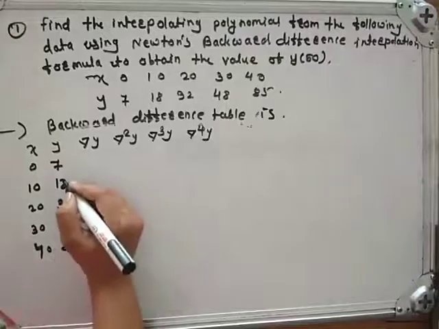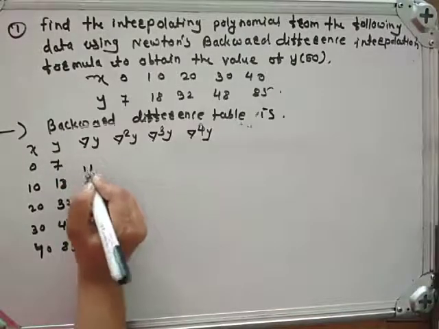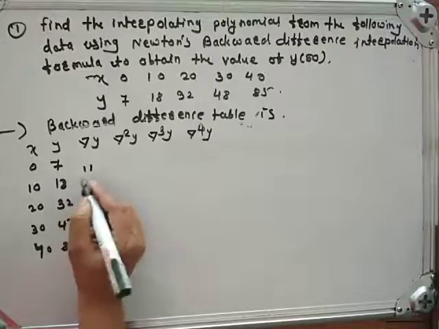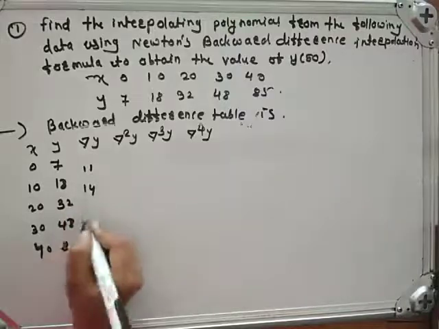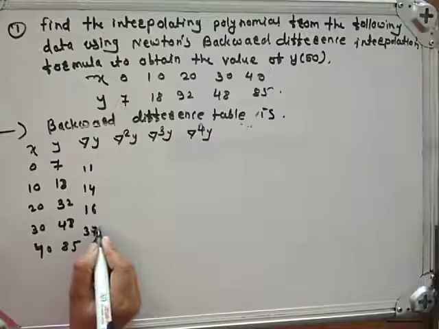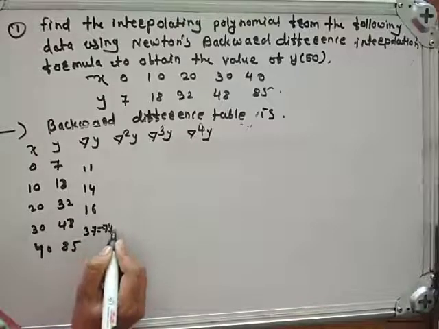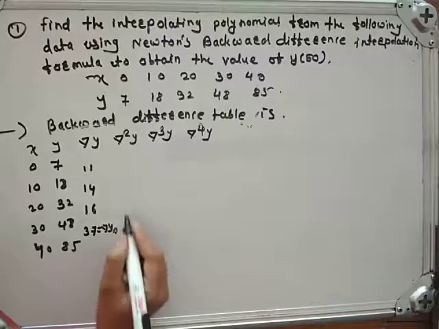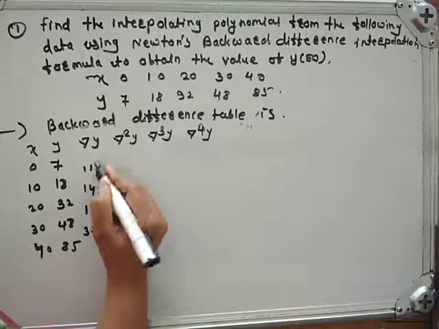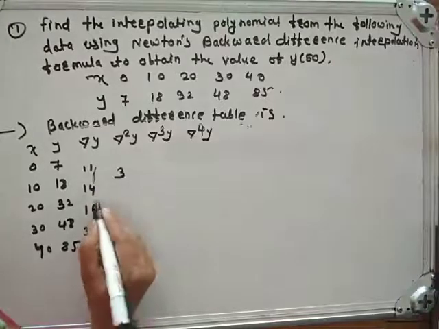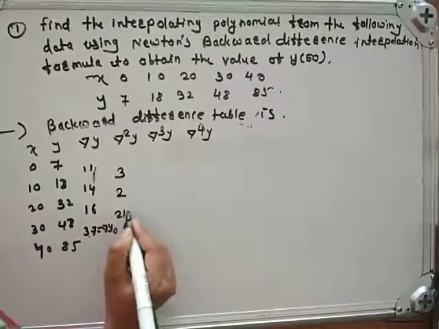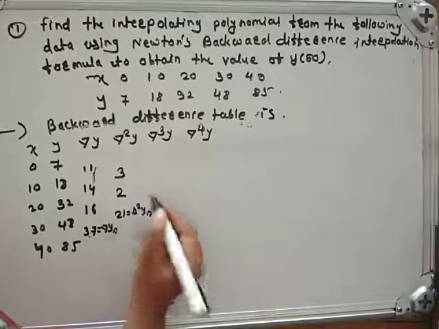Del y. 18 minus 7 is 11. 32 minus 18 is 14. 48 minus 32 is 16. 85 minus 48 is 37. This is del y n. Next is del square y, means difference of these two is 3. 16 minus 14 is 2. 37 minus 16 is 21. This is del square y n.